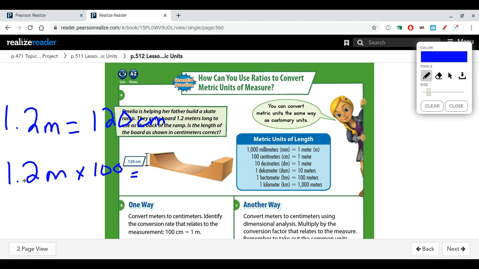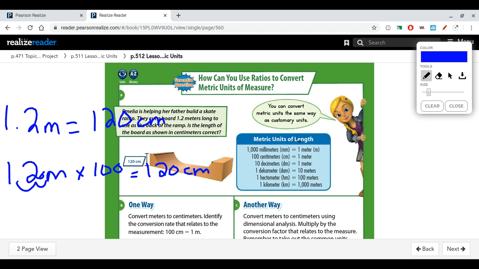And when I do that, I need to move my decimal place how many places to the right? Well, the number of zeros tells me I'm moving it 2 places. So 1.2, oops, I ran out of numbers, add another 0. So I end up with 120 centimeters. So 1.2 meters is the correct unit of measurement because it's equal to 120 centimeters.